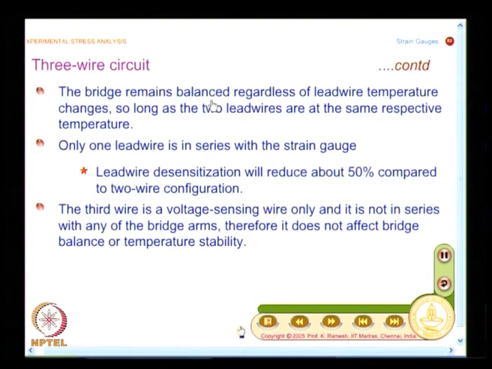The bridge remains balanced regardless of lead wire temperature changes, and lead wire desensitization will reduce about 50% compared to the 2 wire configuration. The third wire is a voltage sensing wire, therefore, it does not affect bridge balance or temperature stability. We are just summarizing the advantages of a 3 wire circuit. The bridge remains balanced, that is the first advantage. Lead wire desensitization is reduced by 50%. The temperature stability is unaffected.